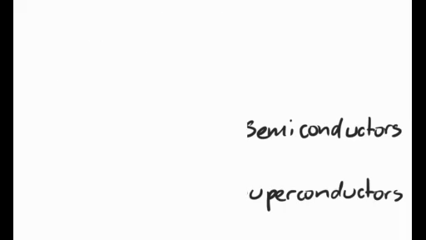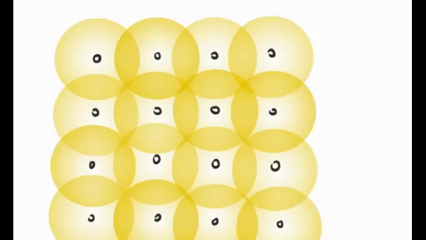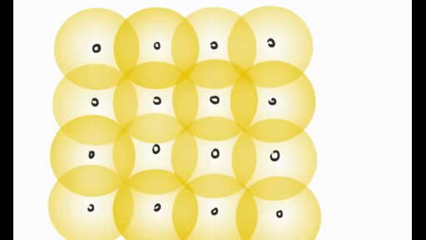So let's look at an example of a metal. Let's say this is what a metal looks like, this grid formation.